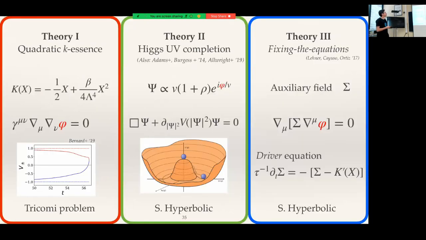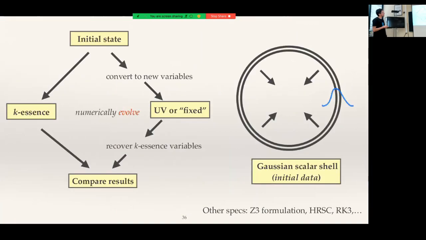So just to recap, I'm going to take the 3 theories that I just described and evolve the same system, and then compare with what I get. I take my Gaussian scalar shell that I want to let collapse. This is the initial state. On the one hand, I will pass it to the k-essence equation and evolve numerically. For the other theories, I will convert to the variables of that theory, use its equations of motion, and then reconstruct and finally compare.